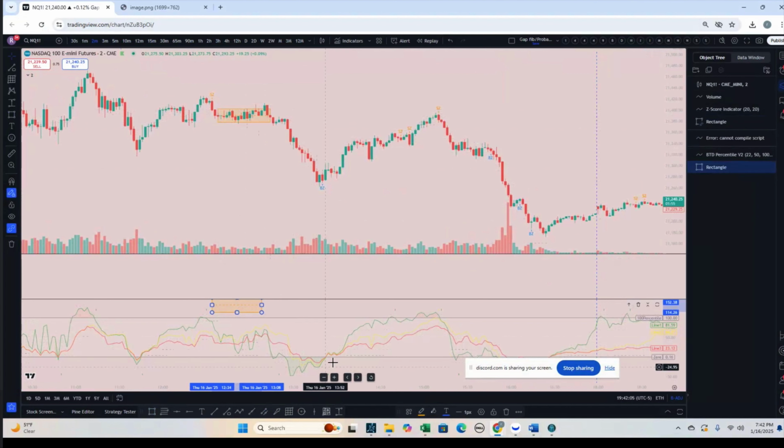A big move down, right? As soon as you see the green cross above the red, and then the yellow in the middle, red, we move up, big. Same thing here, right? So you look for the crosses to happen after it's been on one side or the other. You don't want to trade the crosses in the middle.